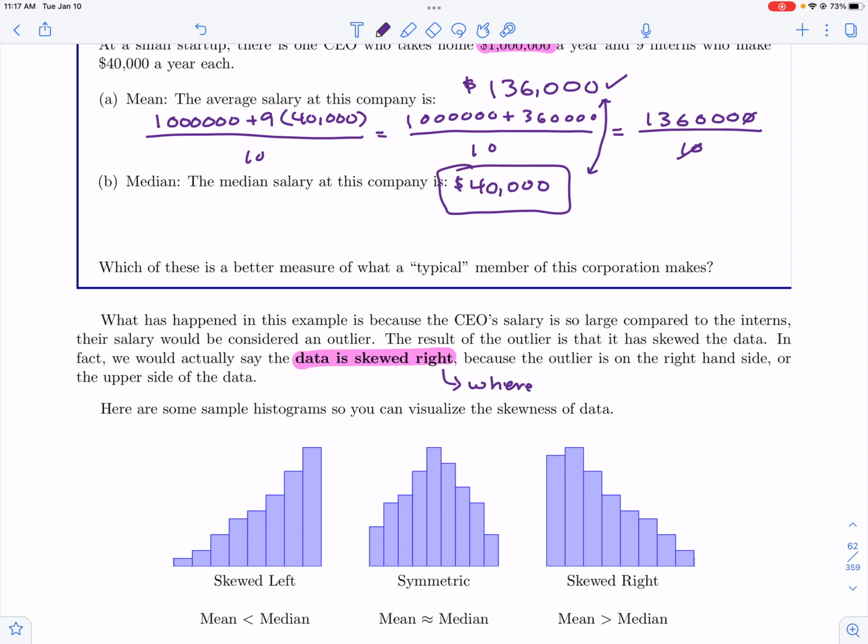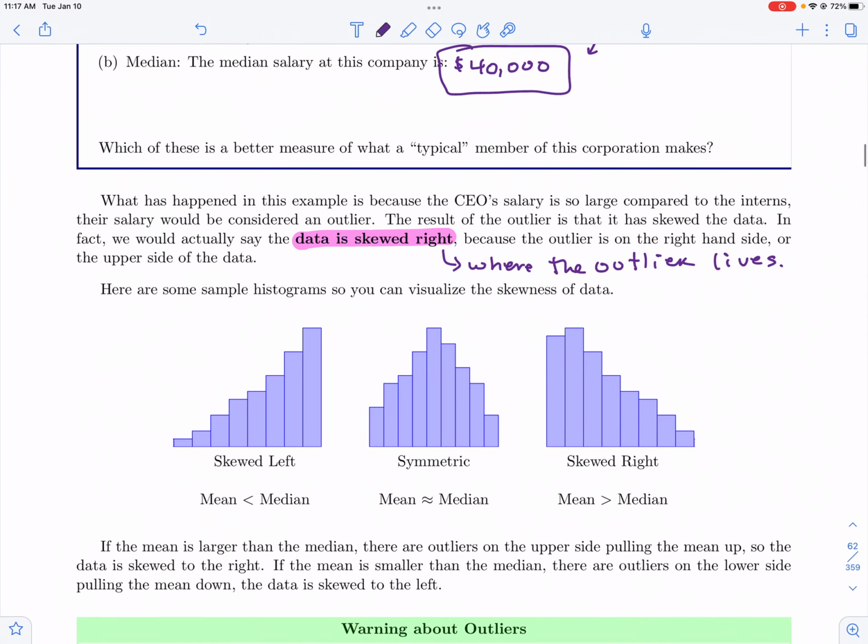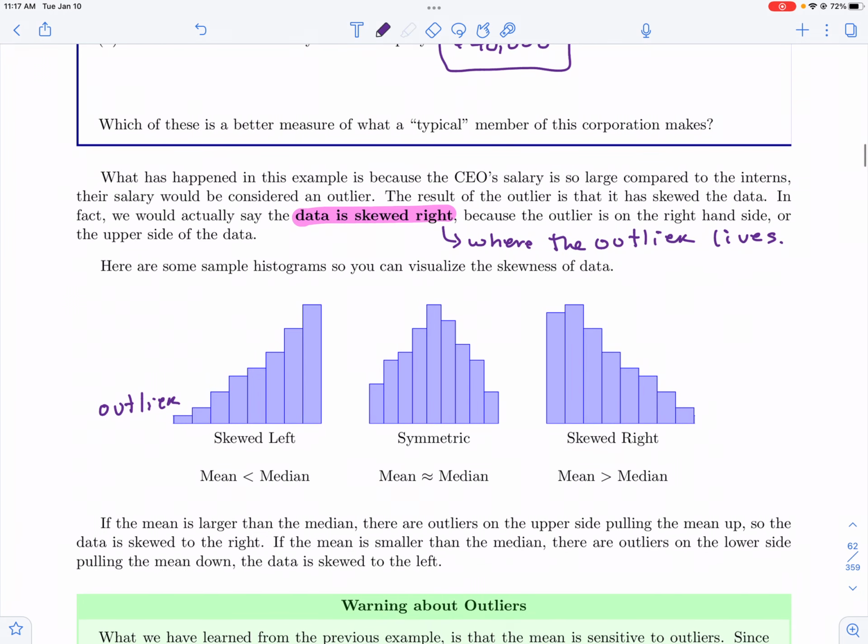So this is talking about where the outlier lives, or which side the mean is going to get pulled to. The majority of the data is actually on the opposite side, but skewing means we're moving the mean towards that outlier. So if we look from a graphing perspective, skewed left means that our outlier is going to live somewhere over here on the left-hand side. In that situation, our mean is going to be less than our median. Now, symmetric just means that it's approximately normal, so there are pretty much no outliers and things like that.